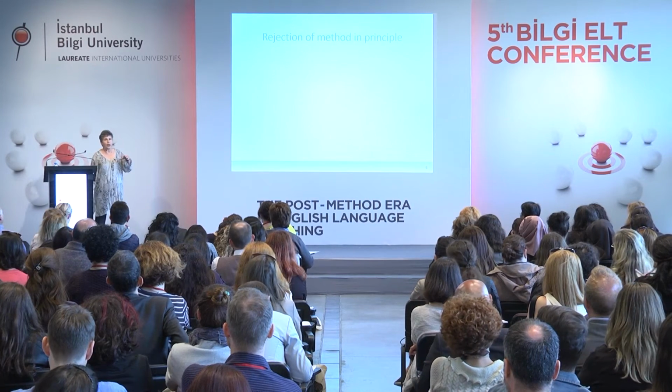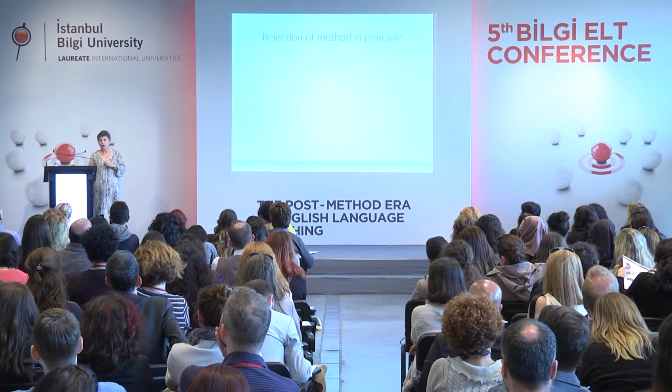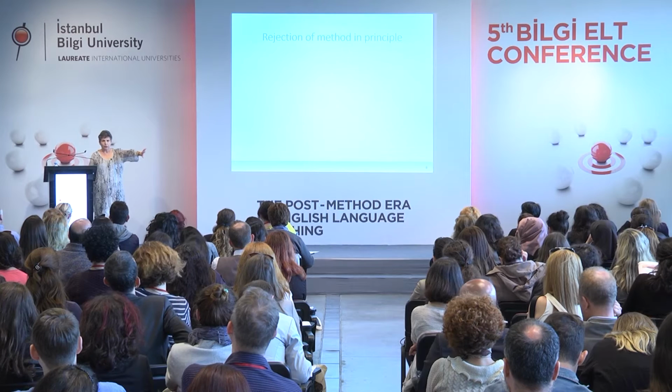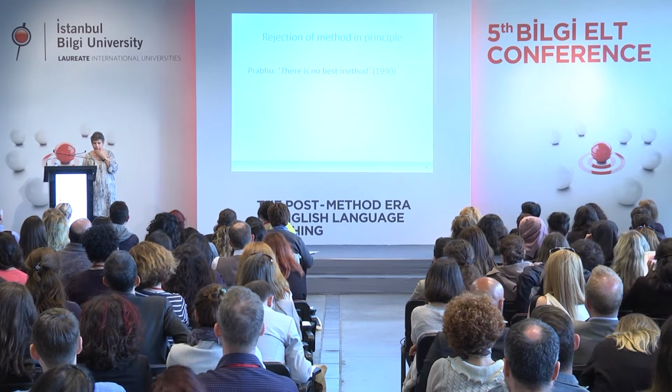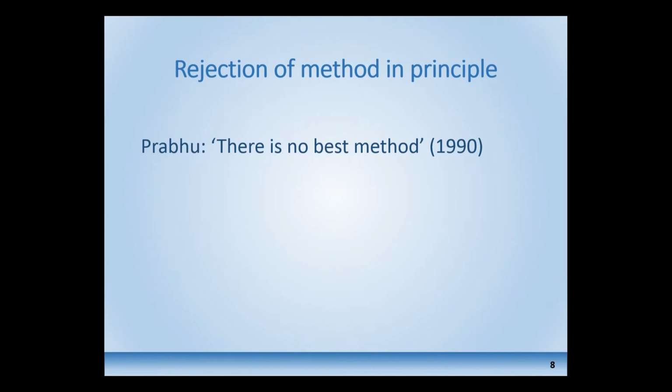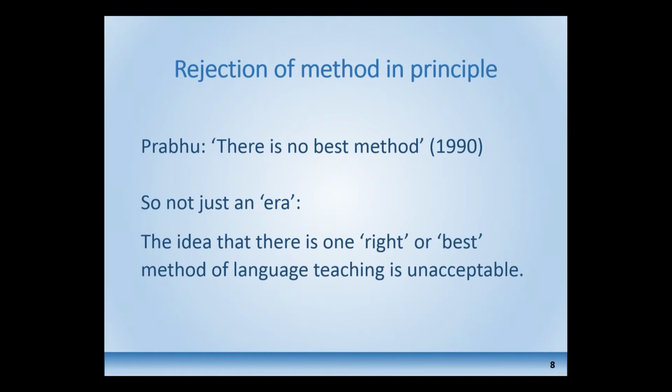So we're coming to a stage where, in principle, a lot of writers have been saying, let's reject method, take it out of the equation, and go for post-method. Prabhu, in a seminal article in 1990, one of my heroes, said there is no best method, and he suggested something called the teacher's sense of plausibility, which is very near to what I think about the teacher being the one to decide as a substitute for method. So I'm not sure that it's even an era. Possibly the idea that there is one right or best method of language teaching is unacceptable and always has been and always will be. It's not just a question of the present era. This is where we're at, in my view.